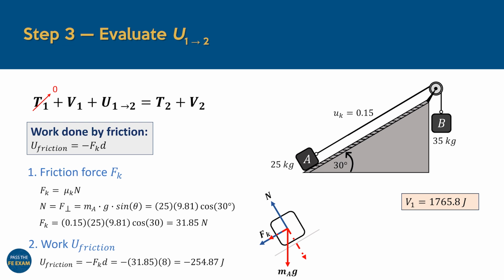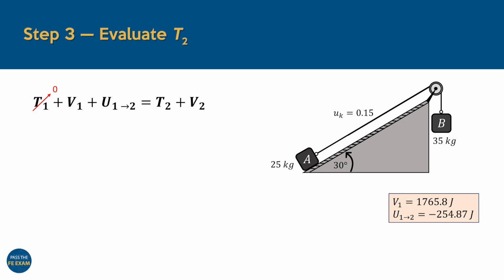The key point here is that we use the full 8 meters as the distance, because friction is continuously applied as block A moves up the incline. This allows us to move on to the right side of our equation, where we need to solve for the total kinetic and potential energy of our system during its second state.